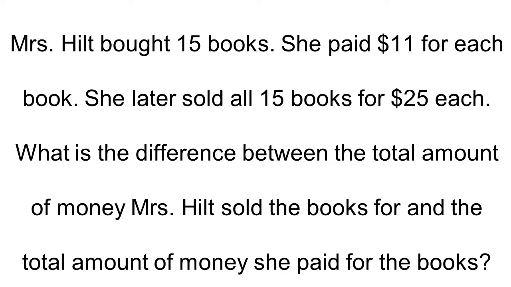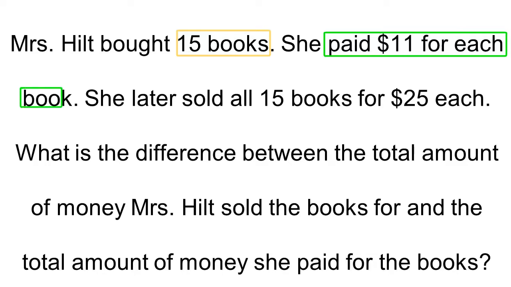All right, so Mrs. Hilt is buying 15 books. Okay, so she buys these 15 books. And then she's going to pay $11. So she paid $11 for each book. Okay, so she buys 15 books and she pays $11 for each book. And really make sure that you're paying attention to that word each. That's super important because each of the books was $11.